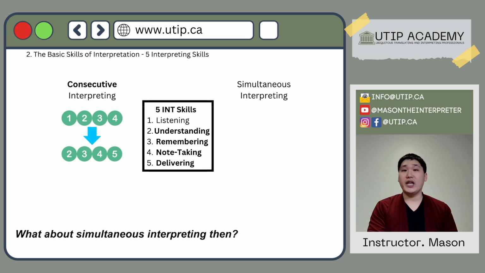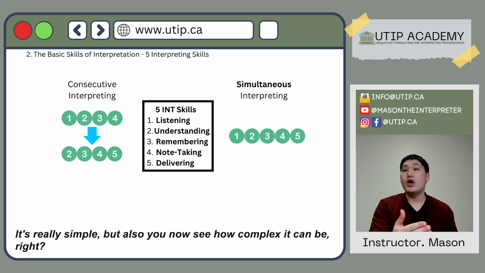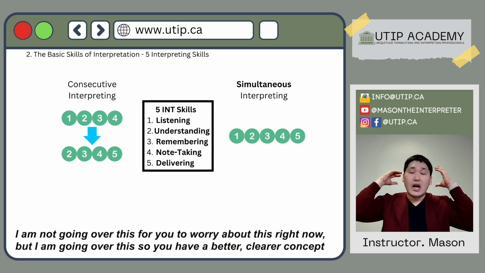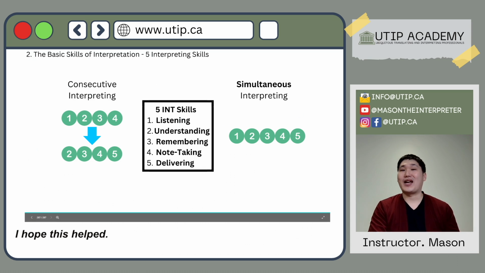What about simultaneous interpreting then? We are utilizing skills 1 to 5 at all times. It's really simple, but also you now see how complex it can be, right? I'm not going over this for you to worry about this right now. I'm going over this so you have a better, clearer concept in your head to see what we are doing in our head to interpret consecutively or simultaneously. I hope this helped.